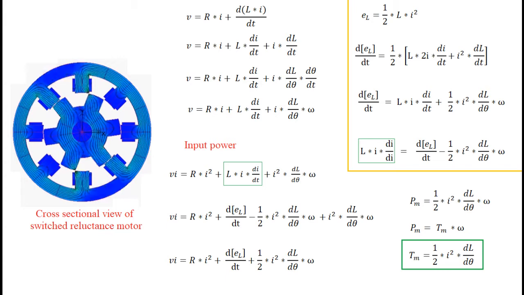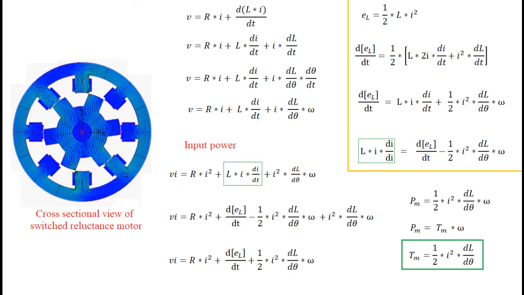Now let us multiply the equation by current I to get power input to the circuit. Now the input power equation reads as R into I square plus L into I into di by dt plus I square into dL by d theta into omega. We want to replace the term which is shown in the green box, that is L into I into di by dt. For that purpose we want to differentiate the energy that is contained in the form of reactive power in the inductor, which is shown in the next column of the slide.